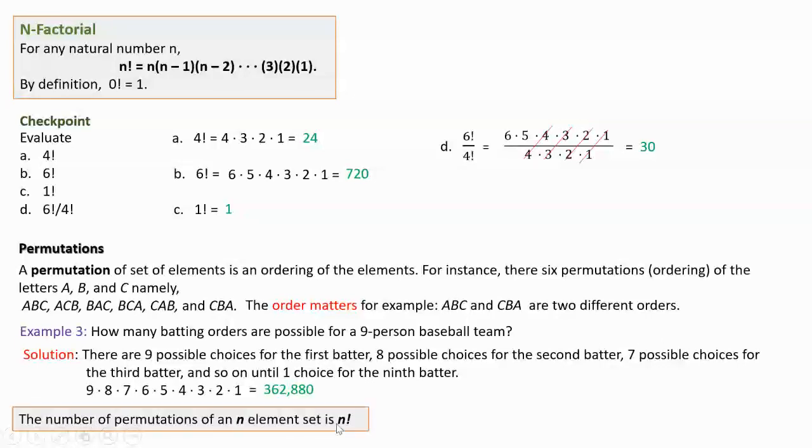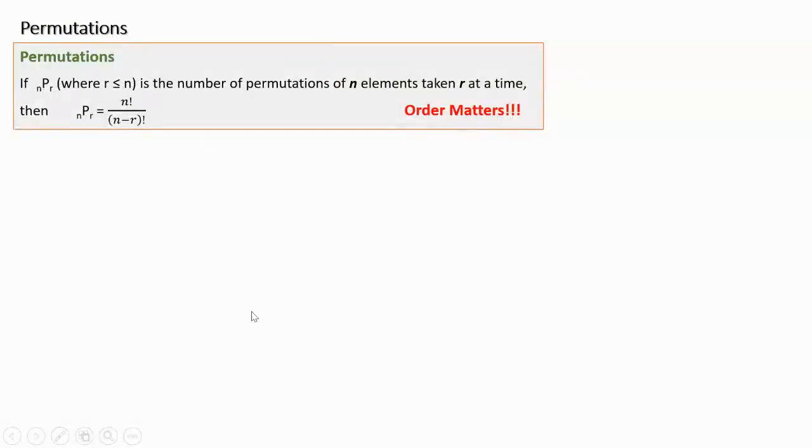The number of permutations of an n-element set is n factorial. That means 9 factorial. Same answer.